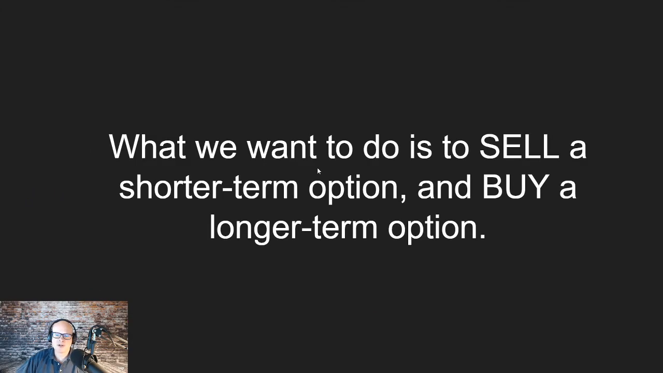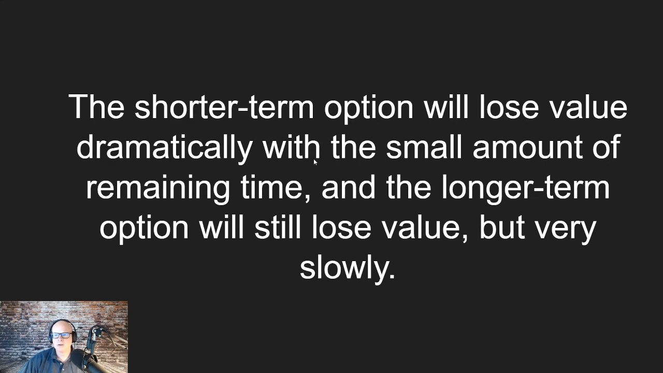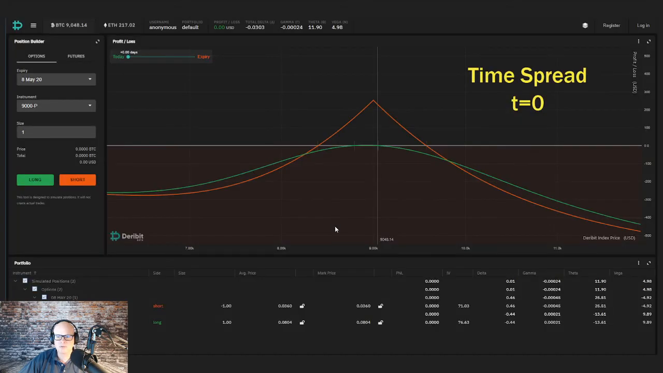What we want to do is we want to sell that shorter term option. Anytime we want something to decay, we want to be selling an option. Anytime we don't want something to decay, we want to be buying an option. That's that longer term option, which is the hedge option in this case. The shorter term option, or what I call the front option, because it's going to have a very short term, it's the front versus the back. It will lose value dramatically with a small amount of remaining time that it has left to live. And the longer term option will still lose value, but very slowly, as we saw in that diagram. We want to capture the differential between the two.